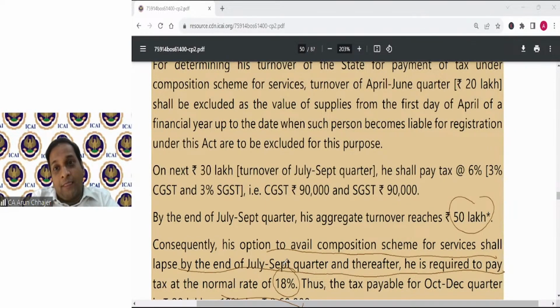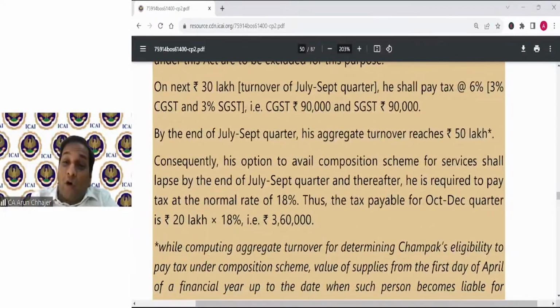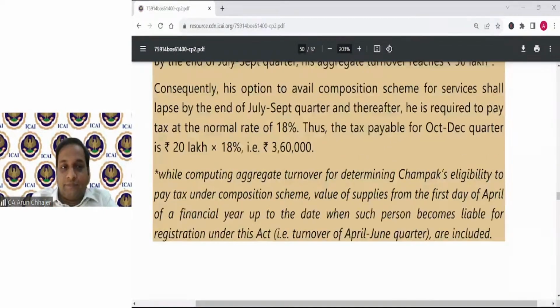So, कितना बढ़िया क्वेश्चन था. Therefore, the tax payable for October to December quarter will not be under composition. It will be under regular category. He has to switch from composition to regular category. He has to pay the actual tax, that is 18% on the 20 lakh.